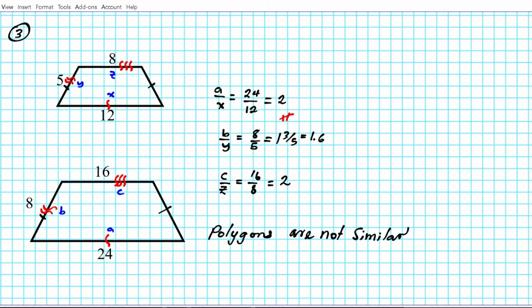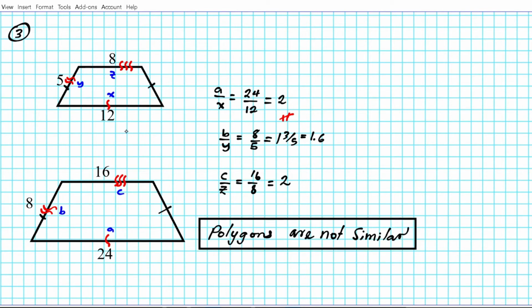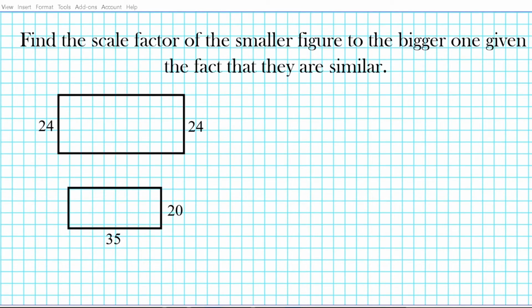Had the side that measures 5 been 4, then they'd be similar, because 8 over 4 is going to be 2. So just remember, the ratio of all corresponding sides must be equal in order to establish that the polygons are similar. The next example, question number 4, has to do with scale factor.